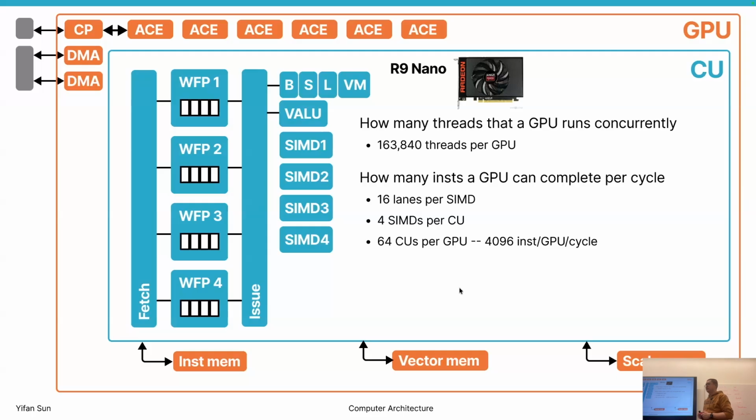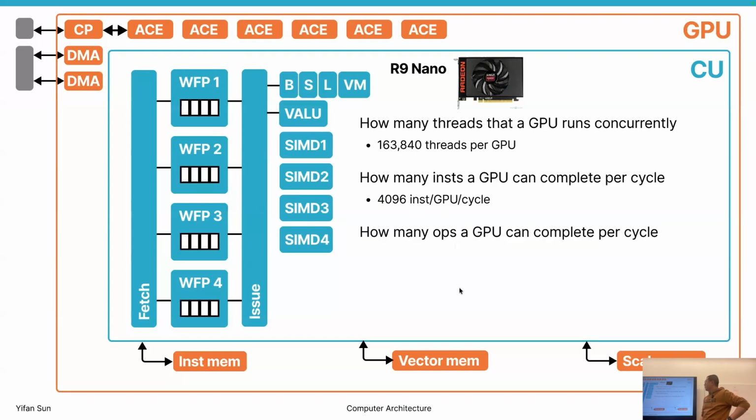kilo instructions. And there's something that is hidden here. We only consider VALU instructions, right? Nobody cares about the other parts. Only VALU matters. Other parts are overhead. We only care about whether VALU are fully utilized or not. Okay, 4 kilo instructions per cycle. Then next question. How many floating point operations can a GPU complete per cycle?